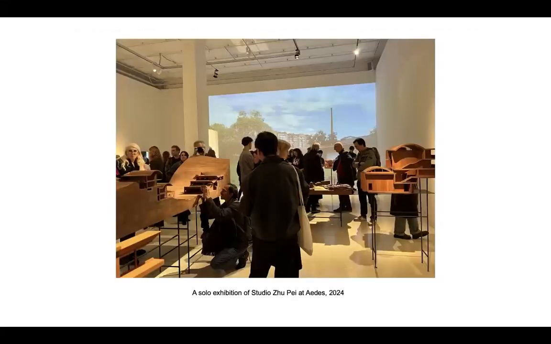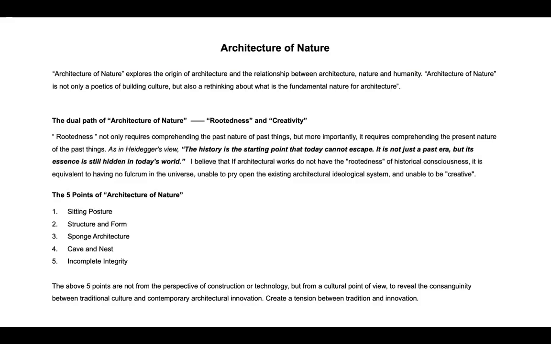So early last year, I had a solo exhibition. I selected six recent projects. Today I'm going to present and share my design philosophy, architecture of nature. The architecture of nature explores the origin of architecture and the relationship between architecture, nature, and humanity. Nature is not only for poetry or building culture, but also for rethinking what is fundamental to architecture. The dual paths of architecture of nature: rootedness and creativity.